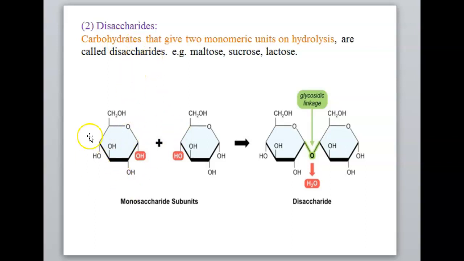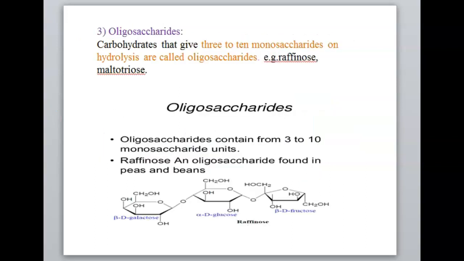In this, two same monosaccharide units are joined together with the help of the glycosidic linkage and removal of the water molecule, then the disaccharide sugars are formed. Okay, now the next one is the oligosaccharides. Oligosaccharides means what? The carbohydrates that give 3 to 10 monosaccharides on hydrolysis are called oligosaccharides, and the examples are raffinose as well as maltodextrose.